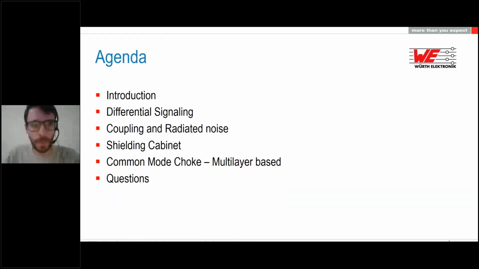So we did this small introduction. We are going to talk about differential signaling, what it means, then about coupling and radiated noise. This is related to differential signaling and the problems we can have with this kind of technology or design. Then we will talk about how to solve these issues with the shielding cabinet and also the common mode choke. And finally, we are going to have some time for questions from your side.